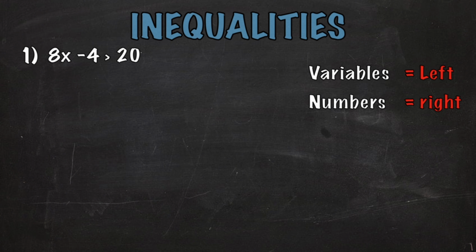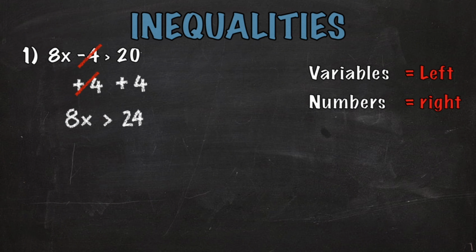This means that we have to add 4 to both sides of the inequality, because whatever we do to one side of the inequality, we must do it to the other side so that the inequality remains balanced. So we add 4 to the right side as well. As far as the left side goes, the plus and the minus cancel each other out, which means we just have 8x is greater than 20 plus 4, which gives us 24. So 8 times x is greater than 24.